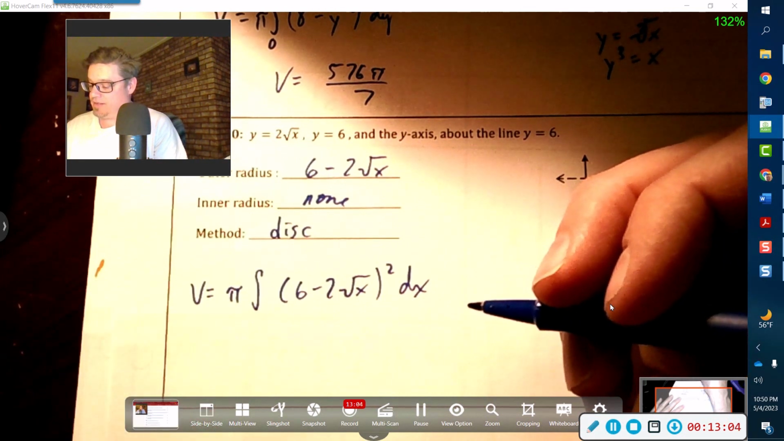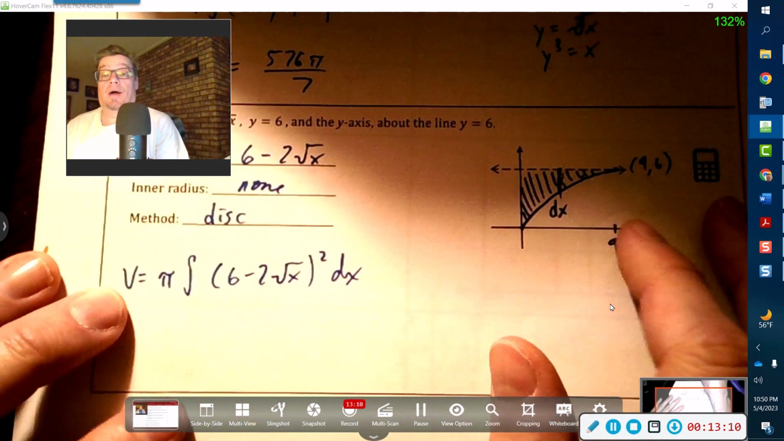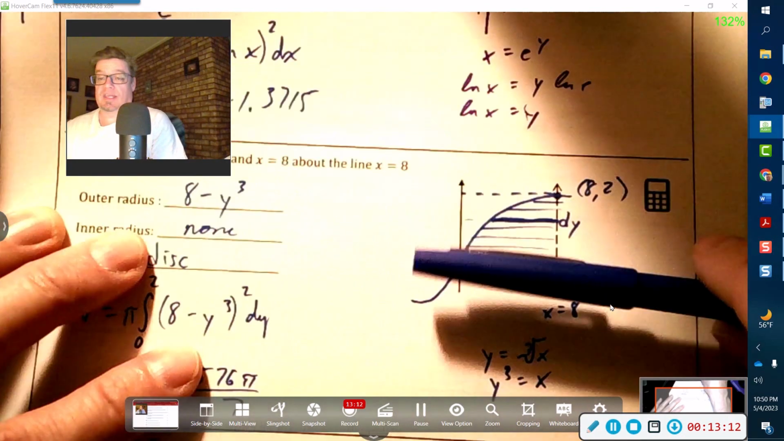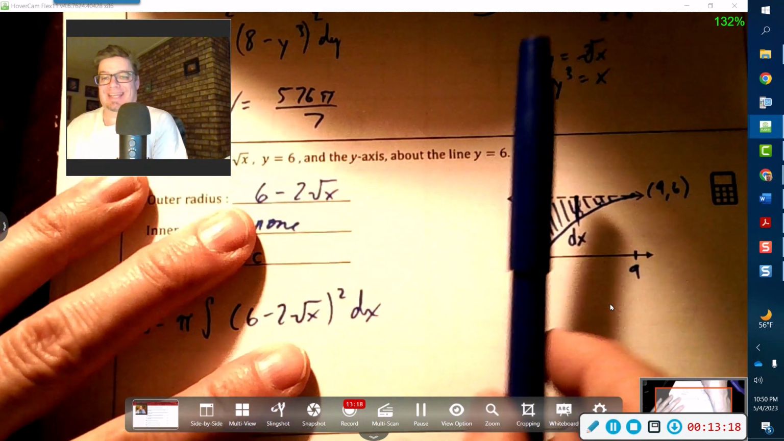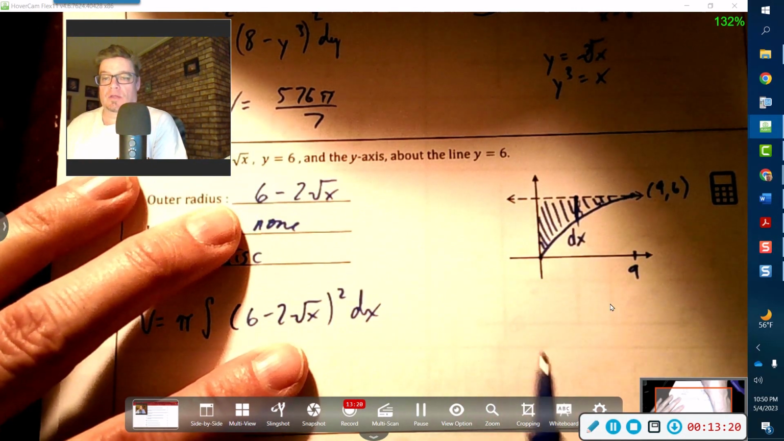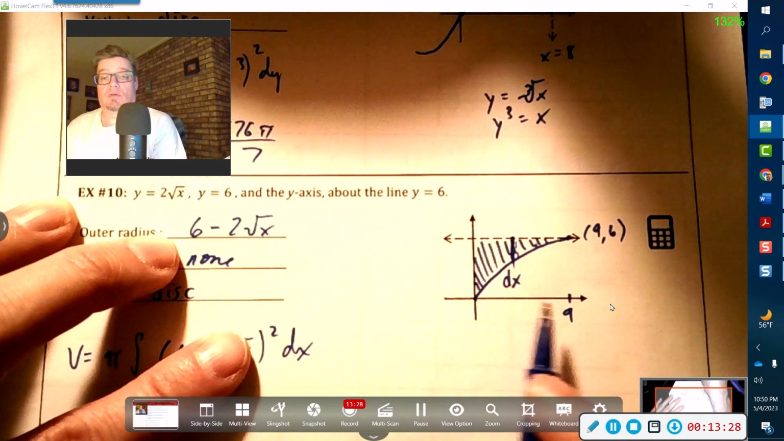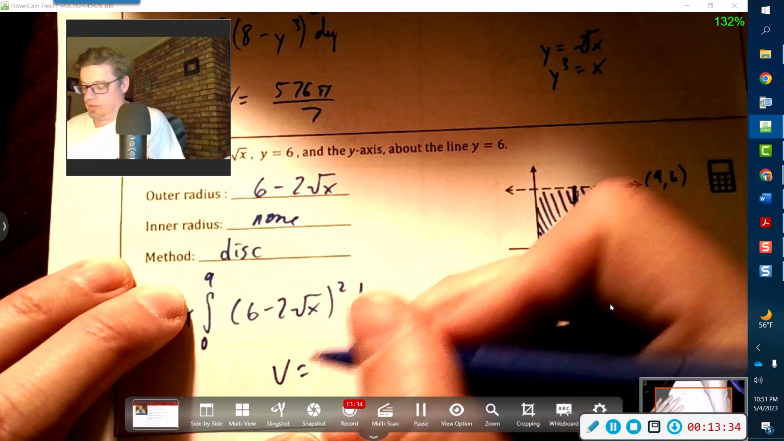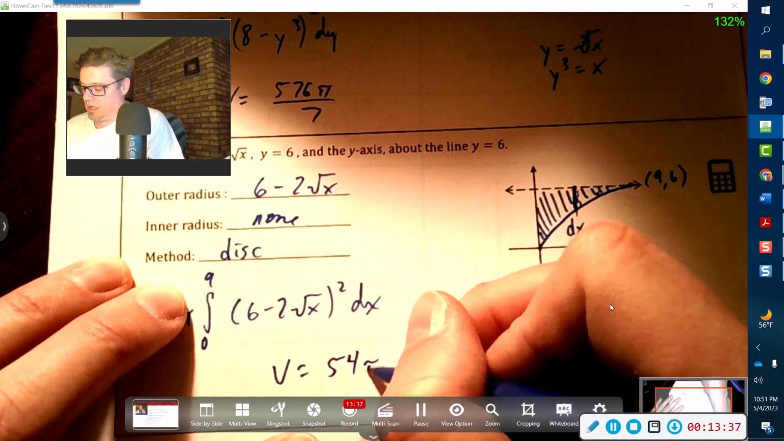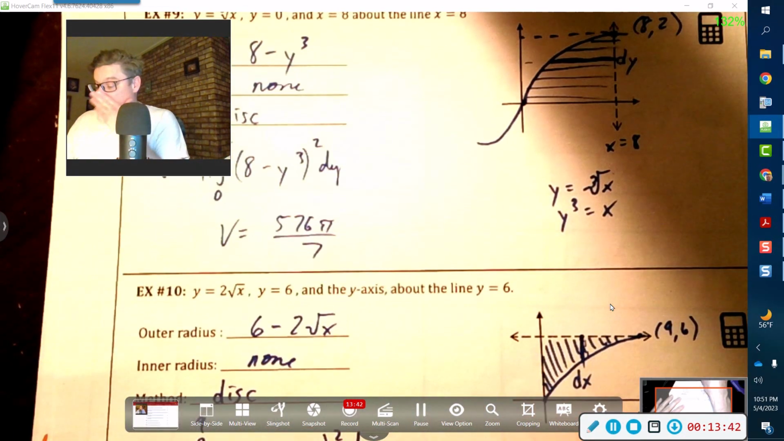Now, I actually lost my train of thought. Okay, we go from where to where? We have dx, so just like dy's go down to up, our dx slices go from here to here. I got lucky there and figured out that it intersects when x is 9. And therefore I'm going from 0 to 9. If you punch that into the calculator, you should get 54 pi, which is roughly 169.646. All right, that's the game.